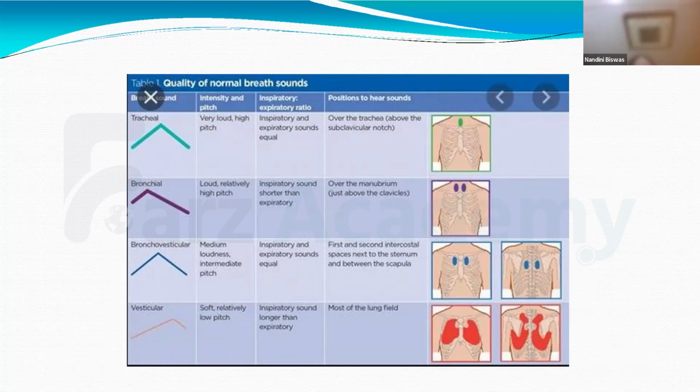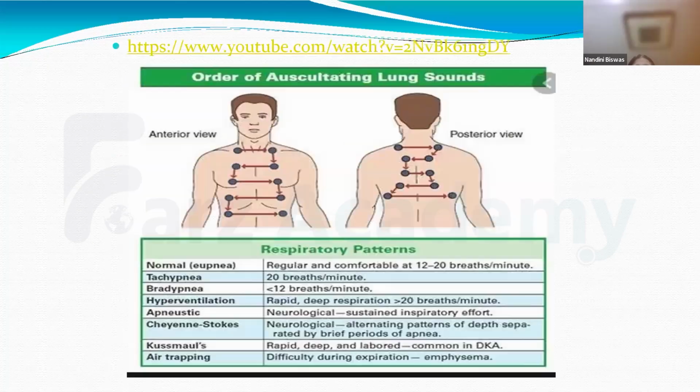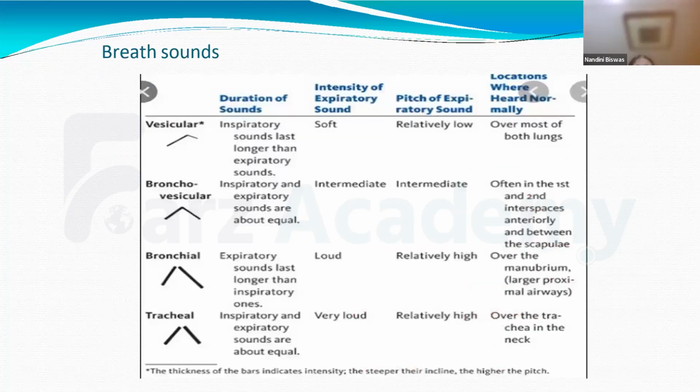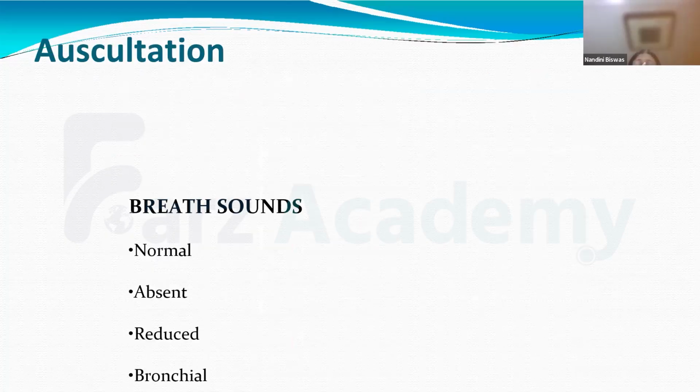Then you auscultate the lungs and you look for normal breath sounds. So, this is the stethoscope. So let me skip this. These are types of breathing. So what you need to auscultate for is breath sounds. You either get normal breath sounds, absent or reduced breath sounds, or you get bronchial breath sounds. So normal breath sounds is normal.